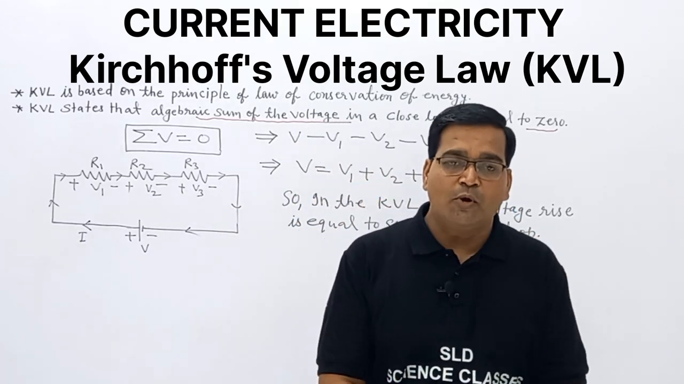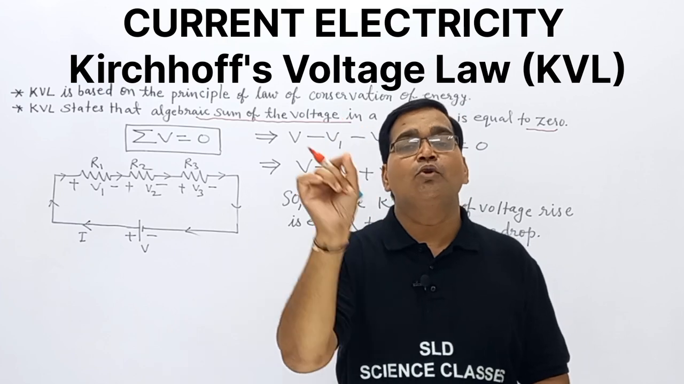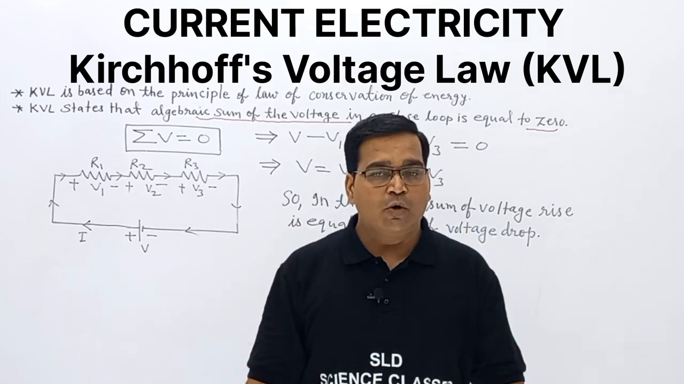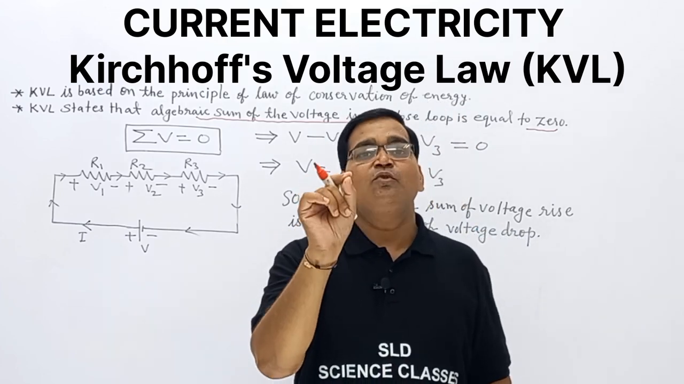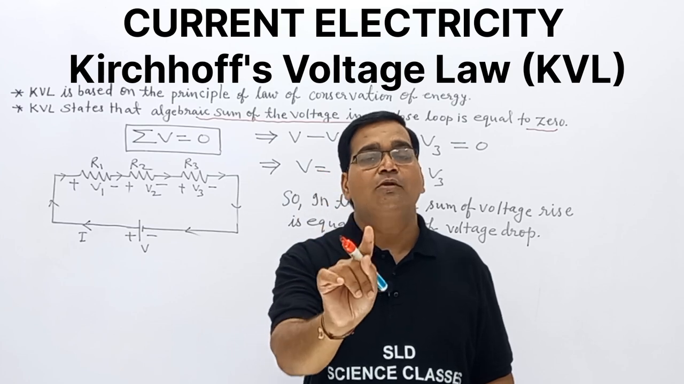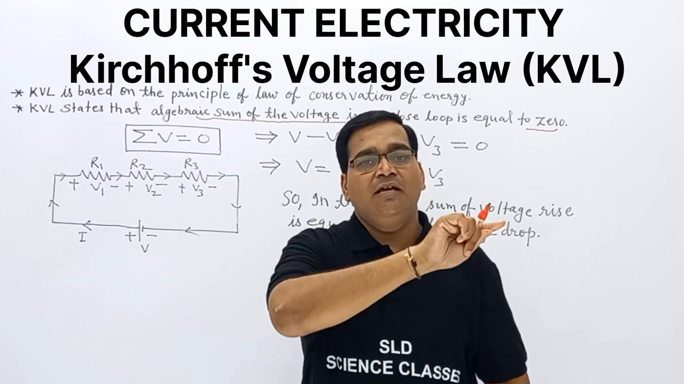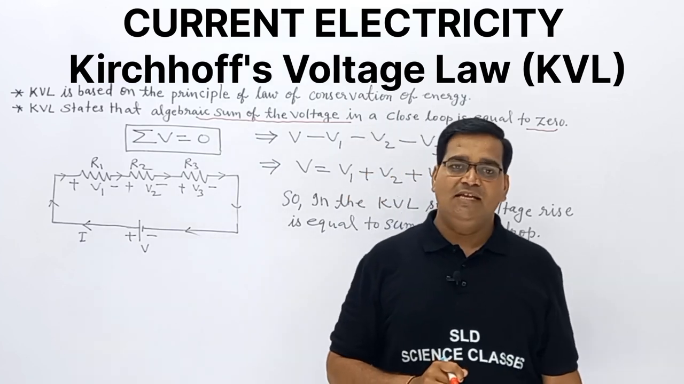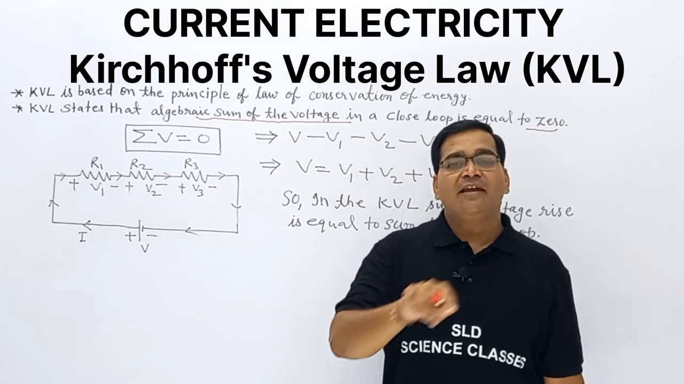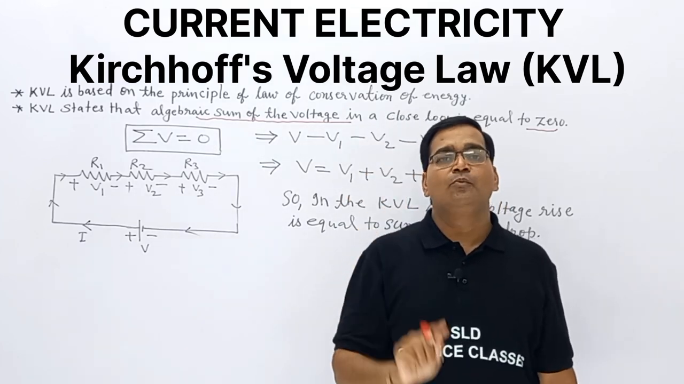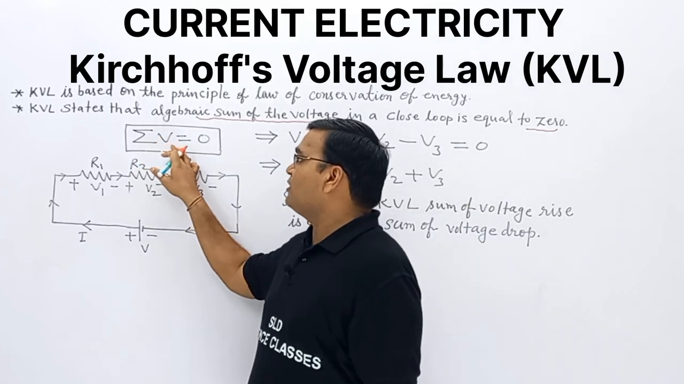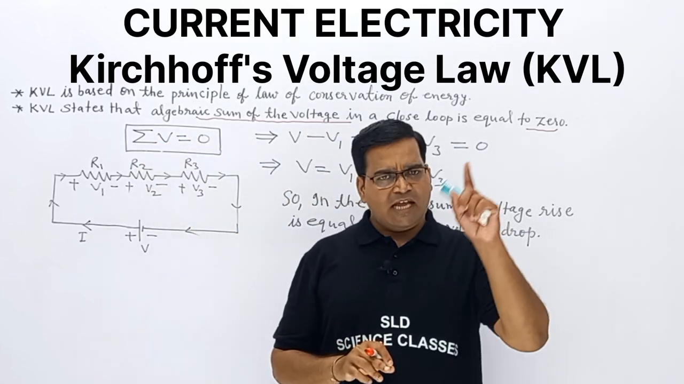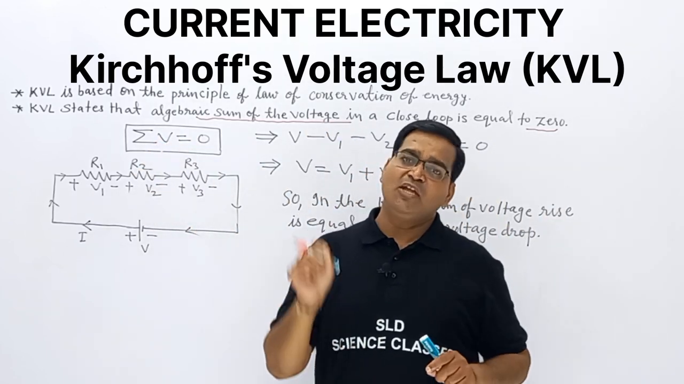Kirchhoff's current law is applied at the node or junction of a circuit. A node is a point where two or more branches are intersecting, and at that node, incoming current must be equal to outgoing current. That is KCL. But KVL is applied in the closed loop, and in that loop the sum of voltages is equal to 0. In KCL, the sum of currents is equal to 0.